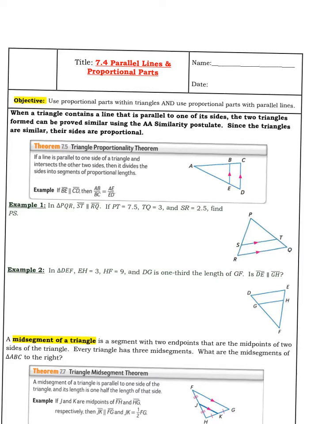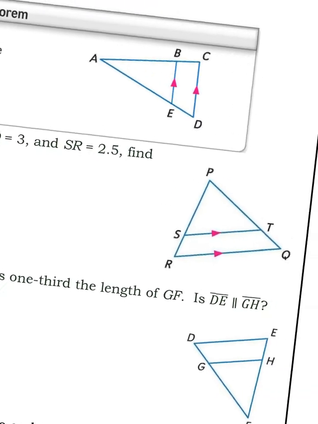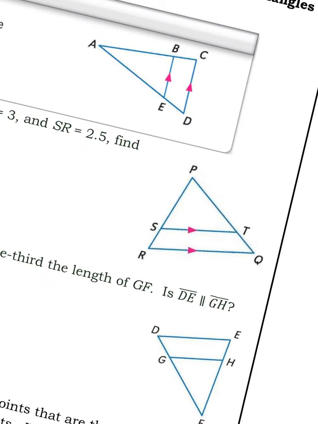Example 1, and ST is parallel to RQ. So if PT is 7.5 and TQ is 3, so I'll write 7.5, I'll write a 3, and SR is 2.5. I can just call PS X.